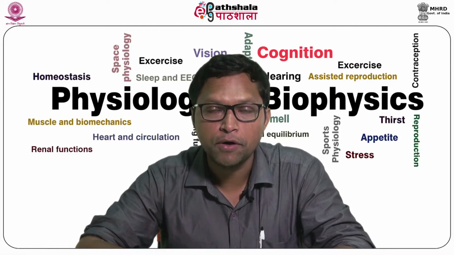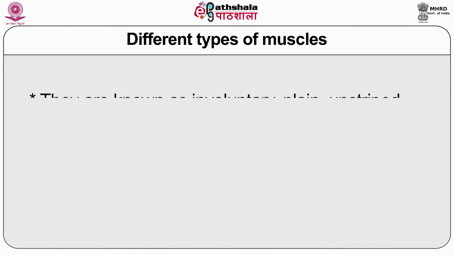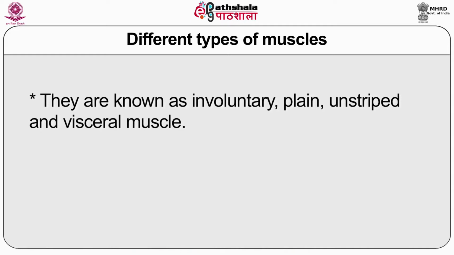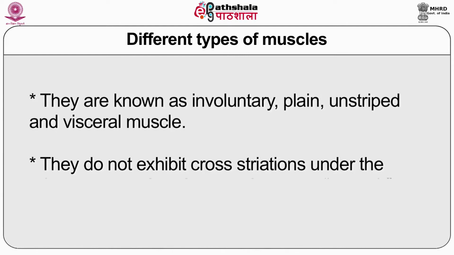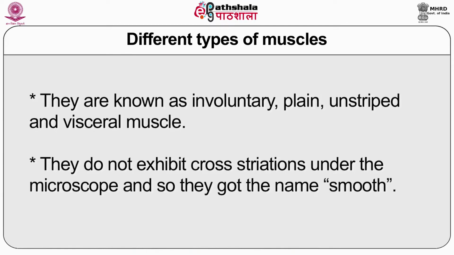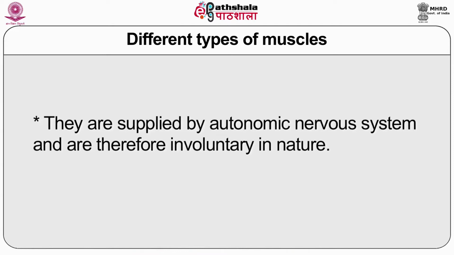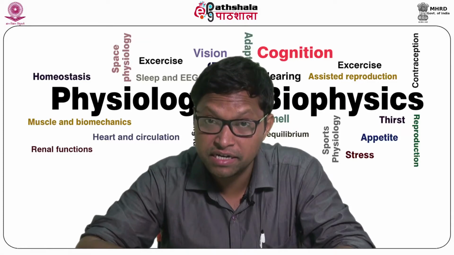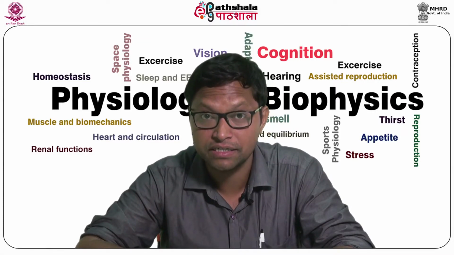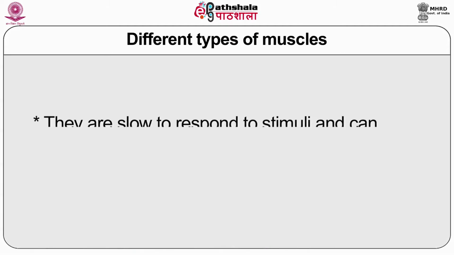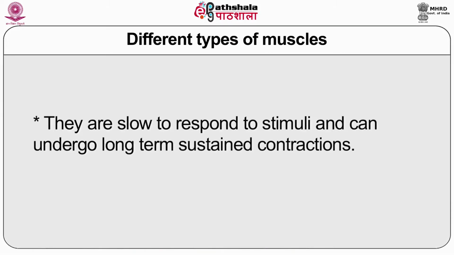Now, let's talk about smooth muscles. They are known as involuntary, plain, unstriped or visceral muscle. They do not exhibit cross striations under the microscope, so they got the name smooth. They are supplied by the autonomic nervous system and are therefore involuntary in nature. Remember, they are involuntary in nature, meaning they are not under our control. They are slow to respond to stimuli and can undergo long term sustained contractions.